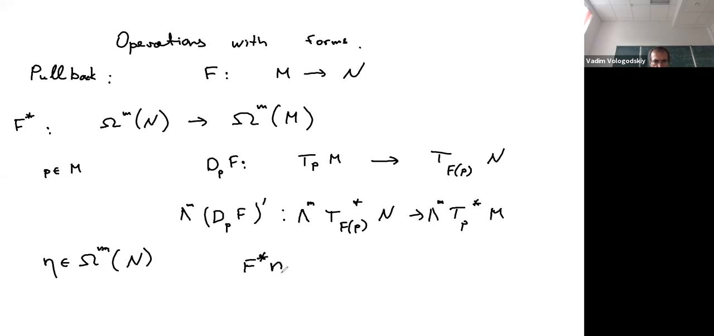So the pullback of n, well, that's going to be a form on M. To every point p on M, I want to associate an element in this vector space. Okay, so let's see what we can do. First of all, we can take eta and evaluate it at the point f of p. This is an element here in this vector space.